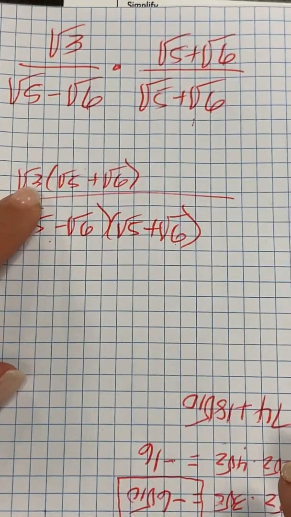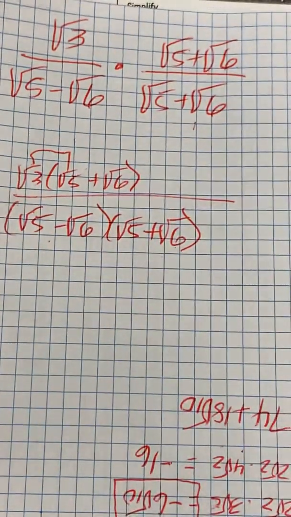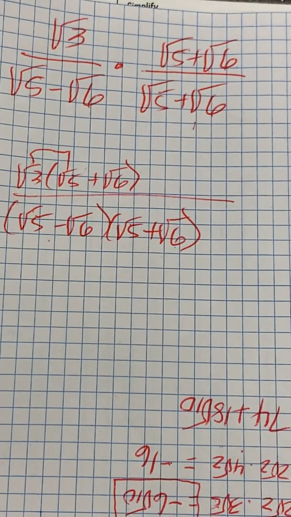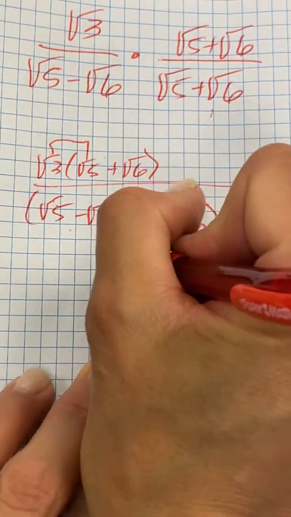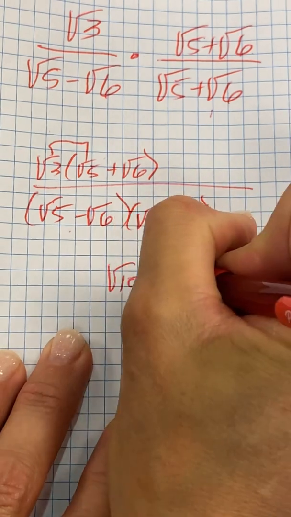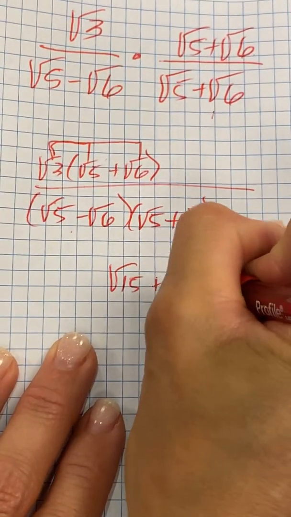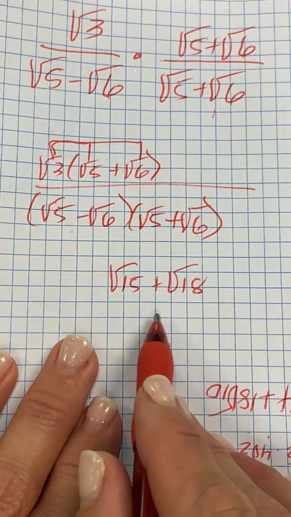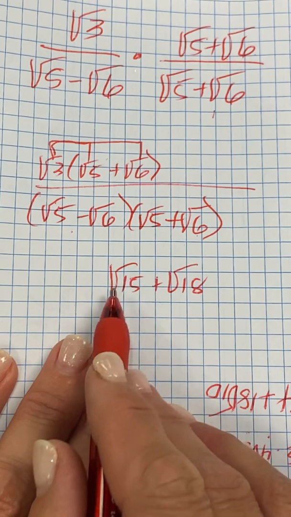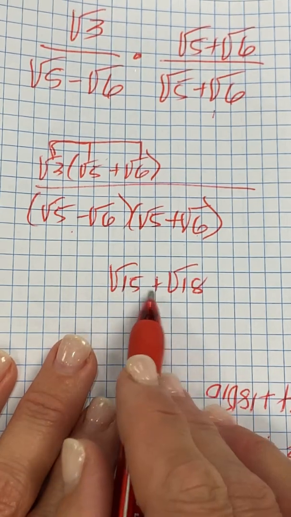All right, numerator. I can multiply these roots together. They're square roots, they're the same root, so I can multiply them together. So that's the square root of 15 plus square root of 18. Now, these can be simplified, but I'm not going to do it yet. This breaks down into 3 and 5. This I can simplify farther, but I'm not going to do that yet.